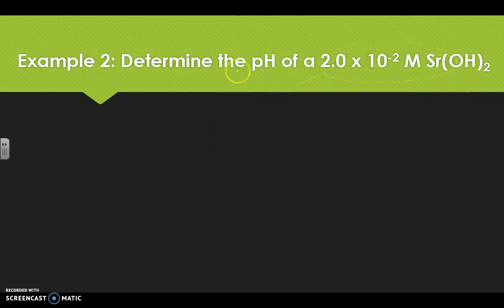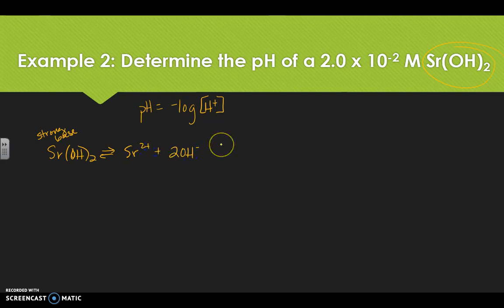For problem number 2, it says determine the pH of a 2.0 times 10 to the negative 2 molar strontium hydroxide solution. So they want to know the pH of this solution. We need the negative log of the hydrogen ion concentration, and here they give us Sr(OH)2. The problem is that this is a base. If you remember, it's a strong base, which means it's going to completely dissociate into strontium ions and 2 hydroxide ions.